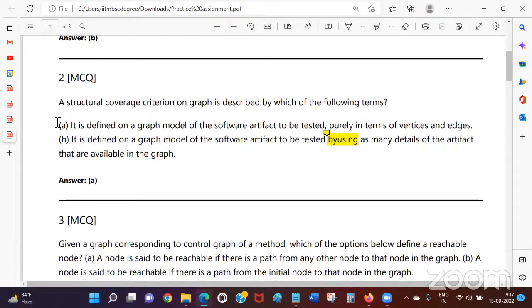Now next is, a structural coverage criteria on a graph is described by which of the following.